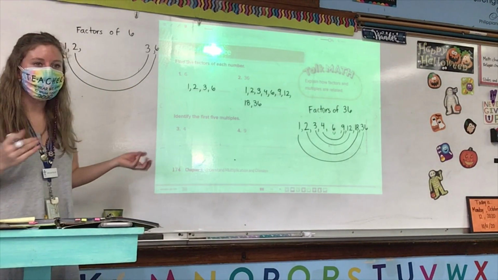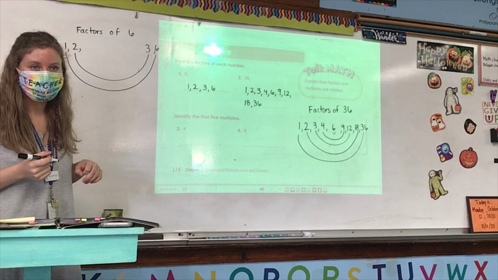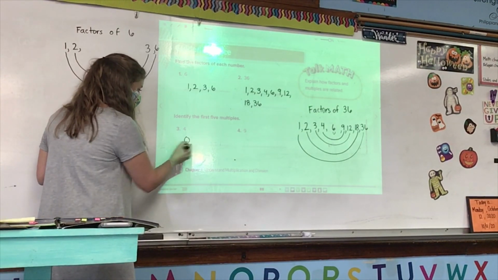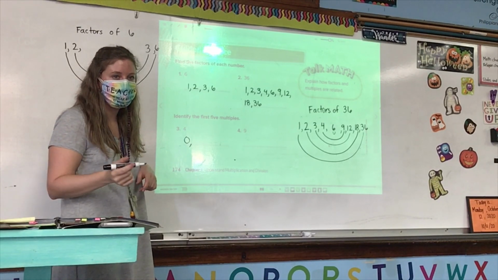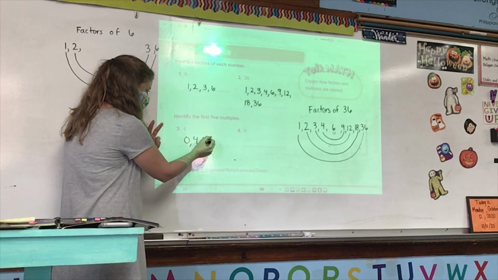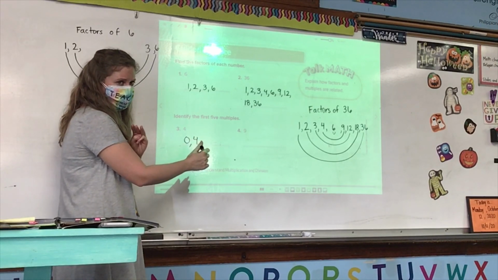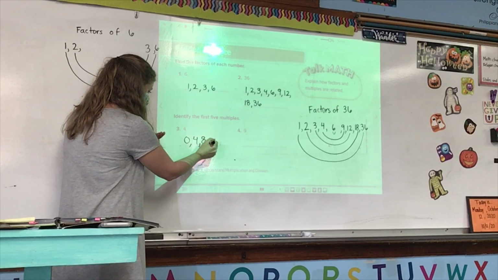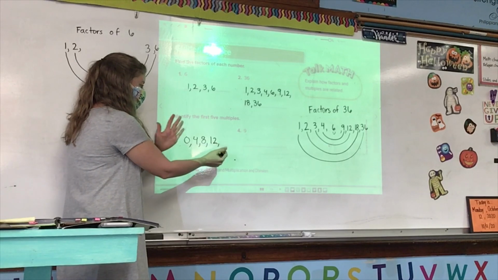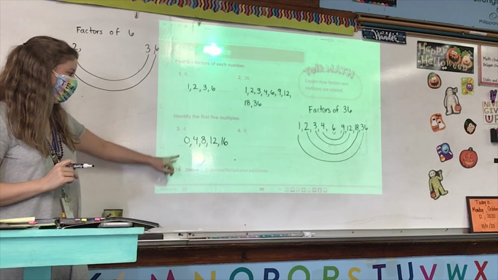So Colin, number 3 is 4, where we're just going to count by 4s, starting with 4 times 0. Loud so everybody can hear you. 4 times 0 is 0. Okay, what's the next one? 4 times 1 is 4. 4 times 2 is 8. Come on. 4 times 3 is 12. And 4 times 4 is 16. So there's our first 5 multiples of 4.